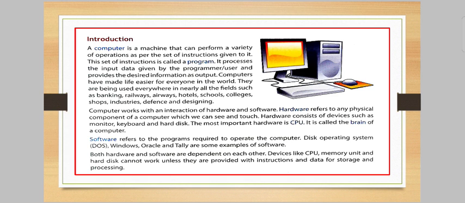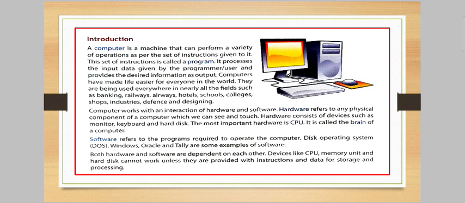Next is computer works with an interaction of hardware and software. Okay, hardware refers to the physical components of a computer which we can see and touch. See and touch means like mouse, keyboard. Okay, this is called hardware. Hardware consists of devices such as monitor, keyboard, and hard disk. The most important hardware is CPU. It is called the brain of the computer. You all know that the brain of computer is CPU. Okay, CPU means central processing unit.